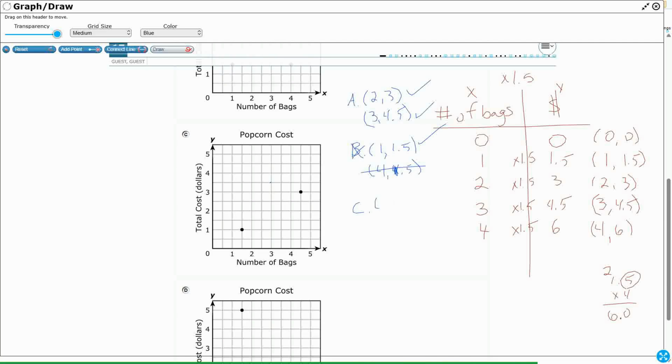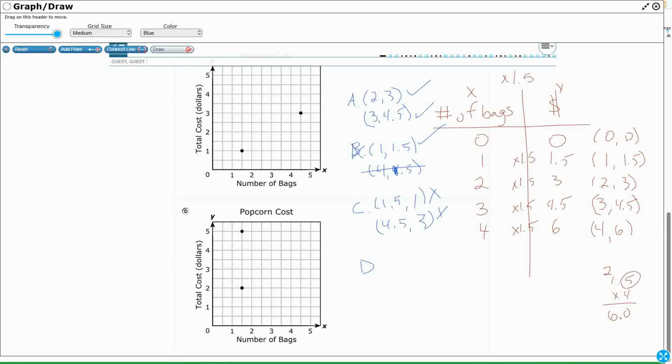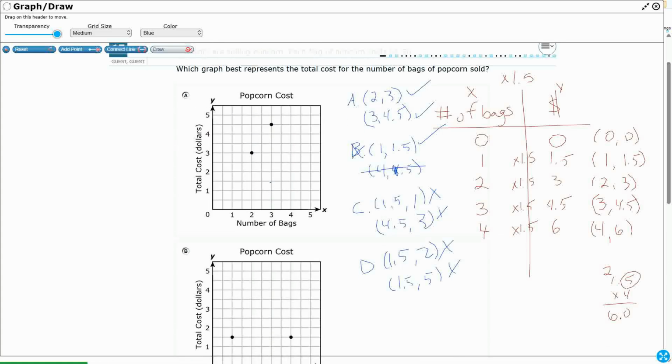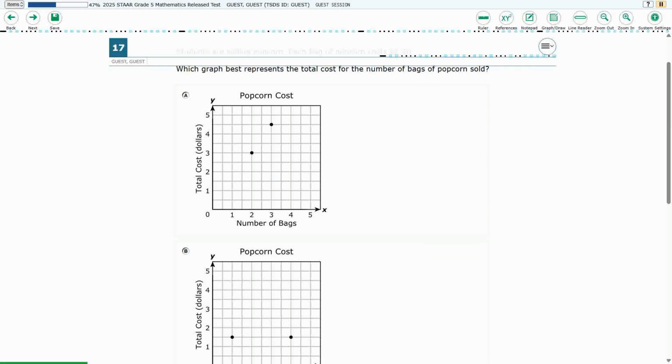And let's just do the same thing for C and D. I've got a (1.5, 1) and then a (4.5, 3). Nope, they reverse the X and the Y there. And then on D, I've got a (1.5, 2) and then a (1.5, 5), and no. So our answer there is going to be right back at the very beginning. It's going to be that A with the (2, 3) and then the (3, 4.5).